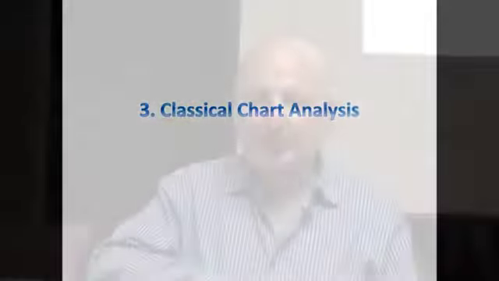Classical chart analysis. Classical charting is how technical analysis began, a long time ago, with a man named Charles Dow, who was editor and owner of a little broadsheet called the Wall Street Journal. He came up with this concept: averages discount everything, meaning everything is reflected in prices.